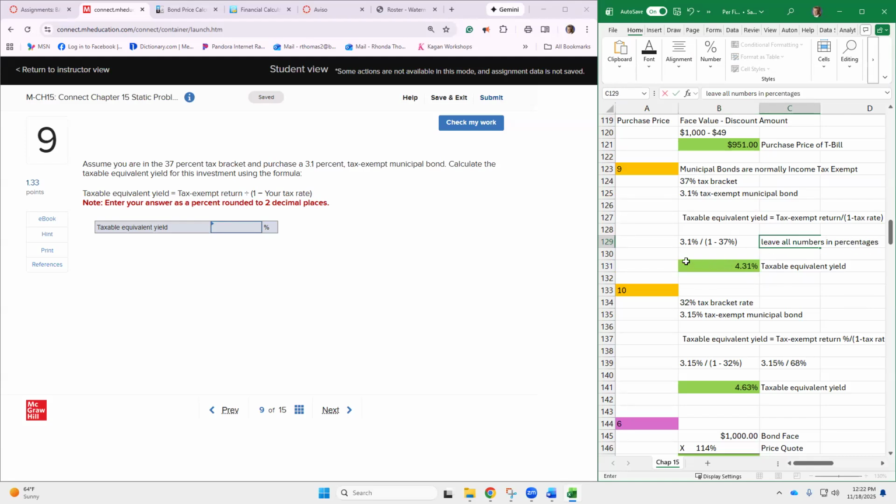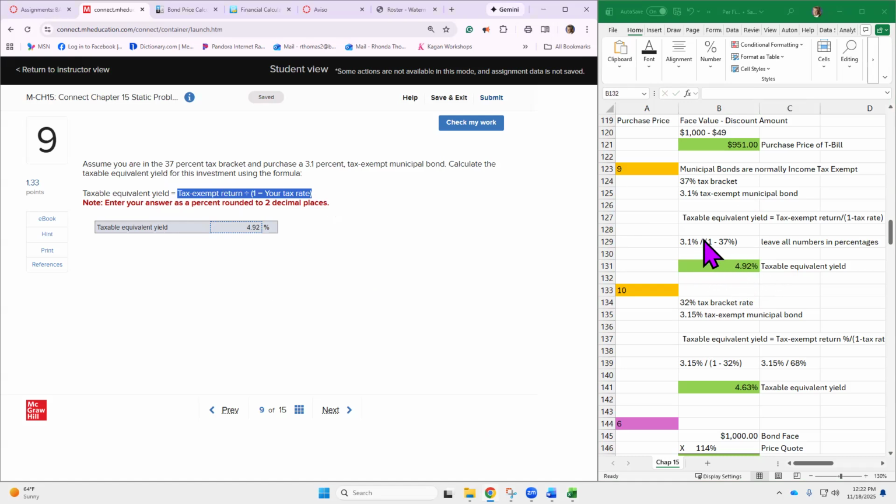So you're just going to take 3.1 divided by 63. Okay, so here's what it is. 3.1 divided by 63. All right, and this tax equivalent yield is always going to be higher. It's going to be higher because what you're doing is you're adding the amount that you aren't going to be taxed on. I know that sounds weird, but if you just keep this formula in mind, once again, we did it in percentages and we leave them in percentages.